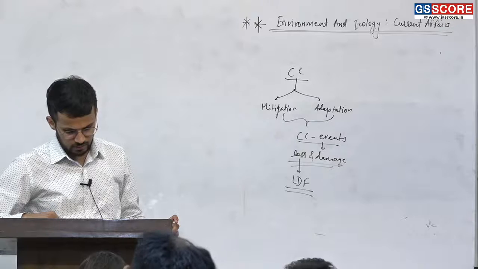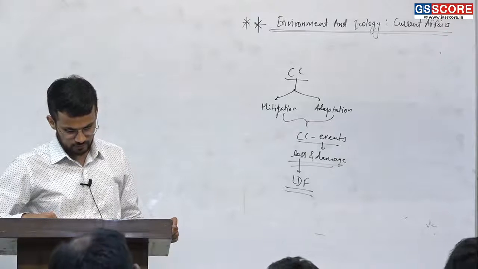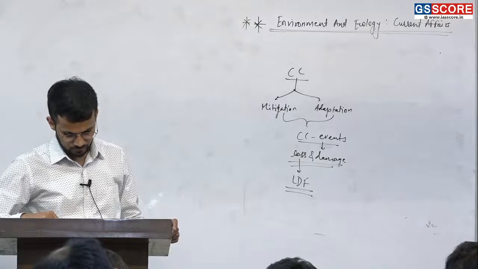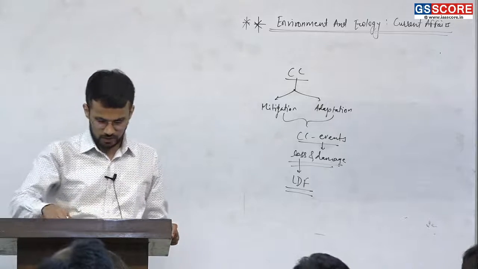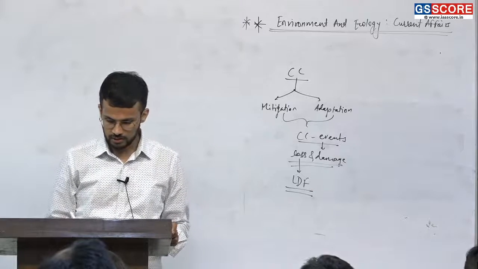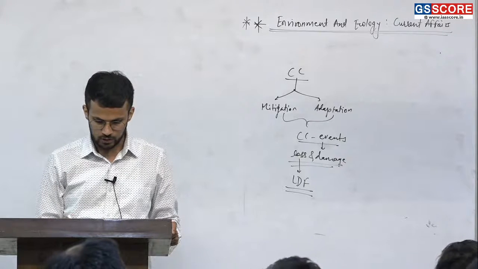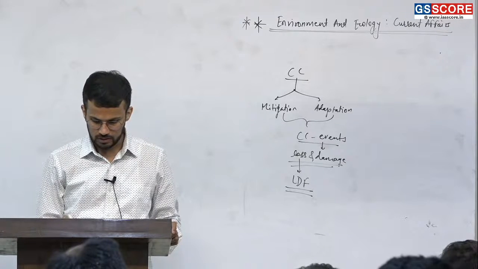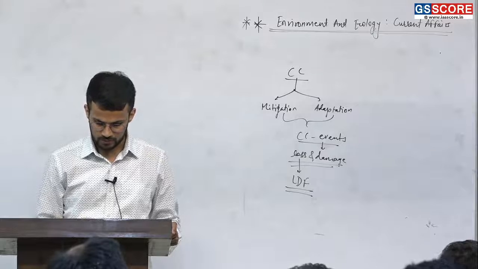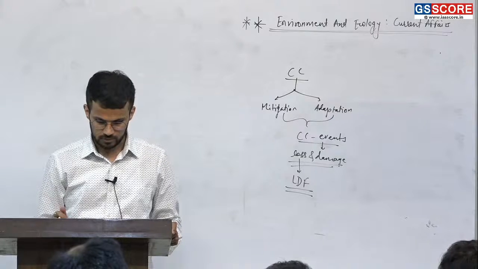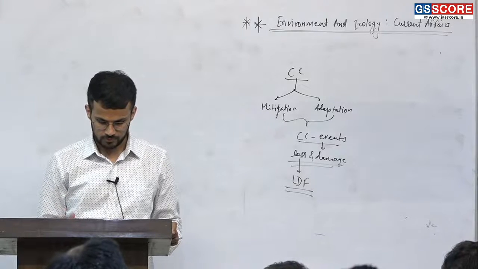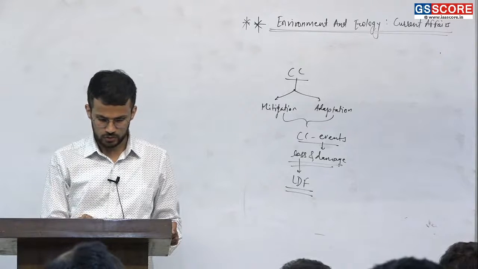Next is 69, caracal. It is found in Rajasthan, Gujarat, Madhya Pradesh, and its IUCN status is least concern. It is a Schedule 1 animal. Spotted deer. So this is also an important topic.